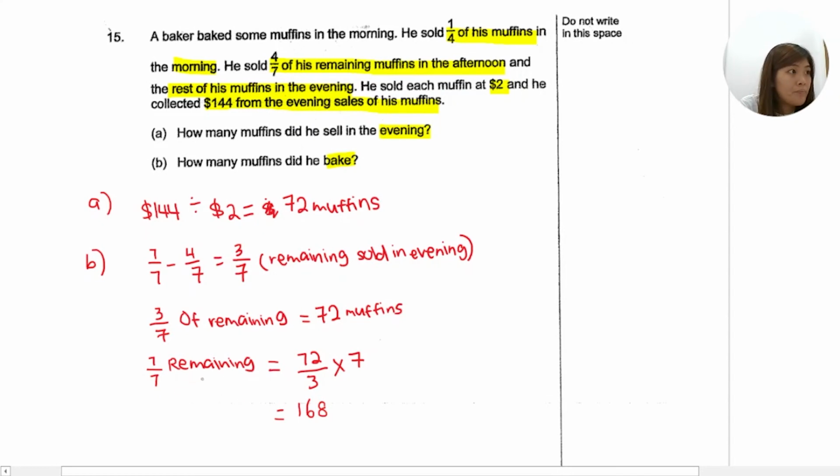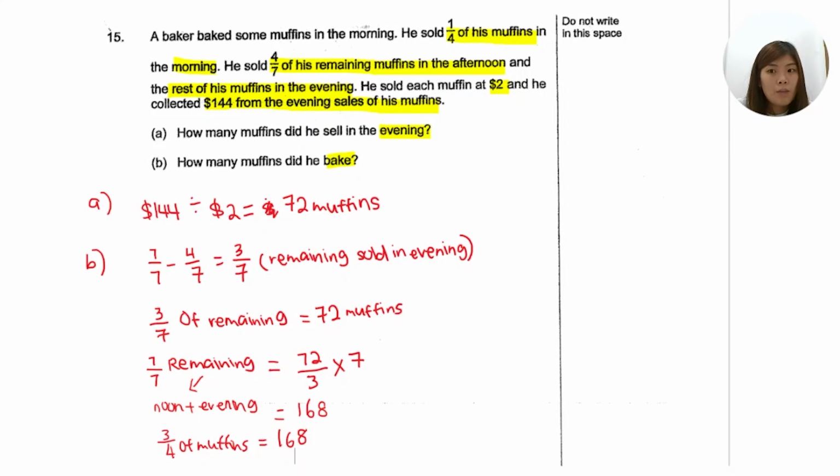Remaining meaning afternoon plus evening. Okay, 168. So how many muffins did he bake? So you have to take into account the one that he sold in the morning. So you read the first sentence, the second sentence. He sold 1/4 of his muffins in the morning. 1/4. Okay. So remaining will be 3/4, correct? So your 3/4 of your muffin is equals to 168.